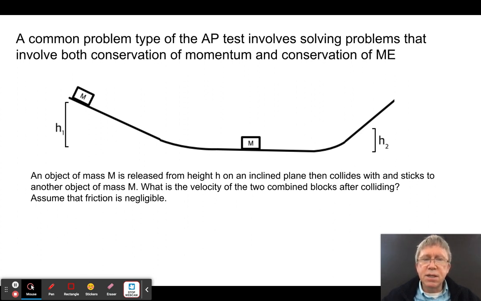Because this combines two of the more important laws of physics, conservation of energy and conservation of momentum, these problems are really good at determining the degree to which students understand their physics. So let's just see how we're going to approach this.